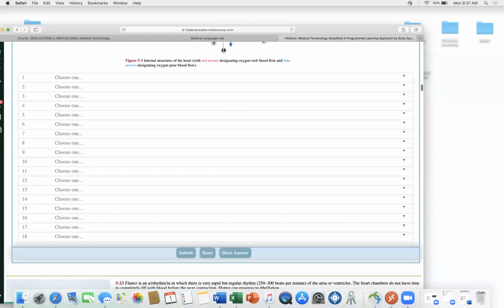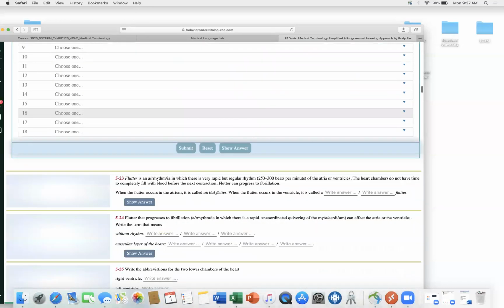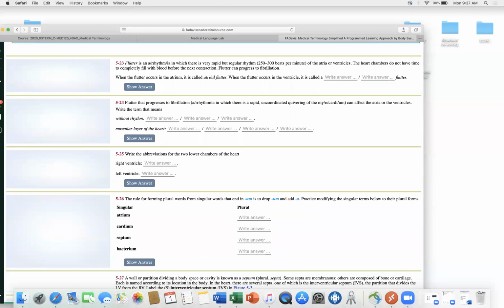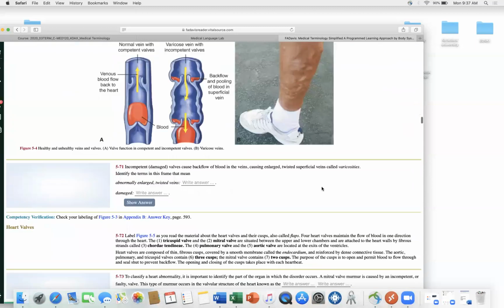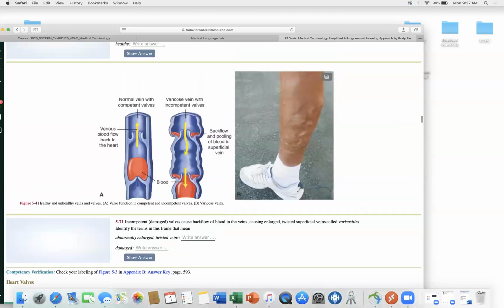Okay. And that's a really neat practice for your anatomy and physiology for future reference. But for now, we're focusing on the words. Okay, here's another, there's the varicose veins I was telling you about.